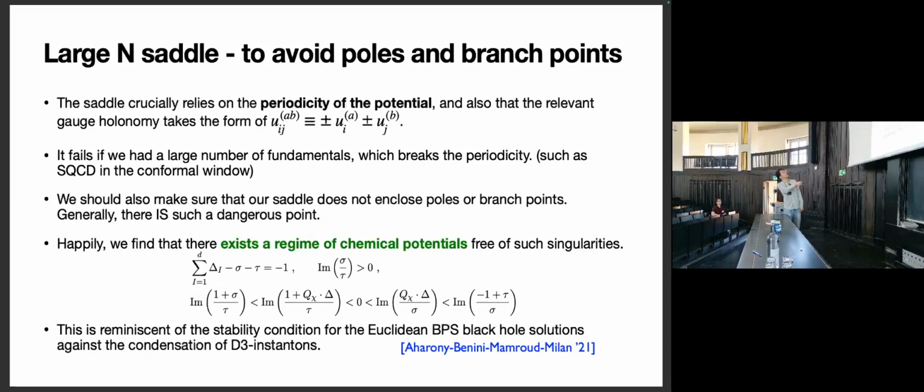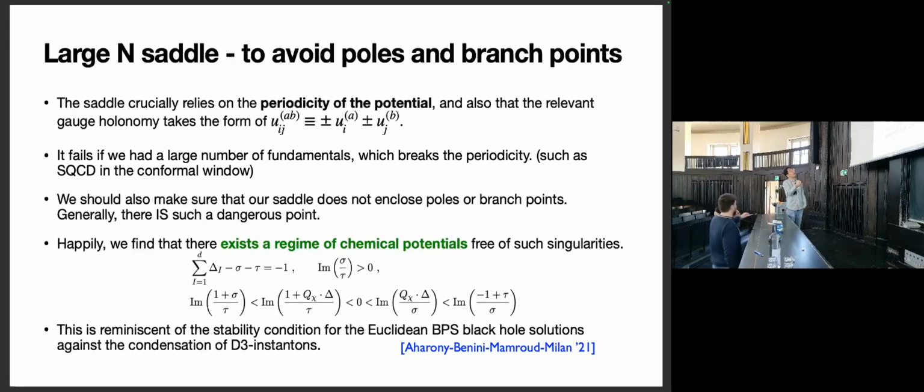And our saddle crucially relies on the periodicity of the potential. I told you that the elliptic gamma function has this doubly periodic property, and we had to rely on that. That also has to be combined with this gauge holonomy taking this form. This actually gets broken if you have a large number of fundamental fields, because the fundamental fields break the translational symmetry. It behaves like a source term in the potential. So that's not allowed. For example, if I consider SQCD in the conformal window, where the number of flavors should be of order N, then our saddle doesn't work.